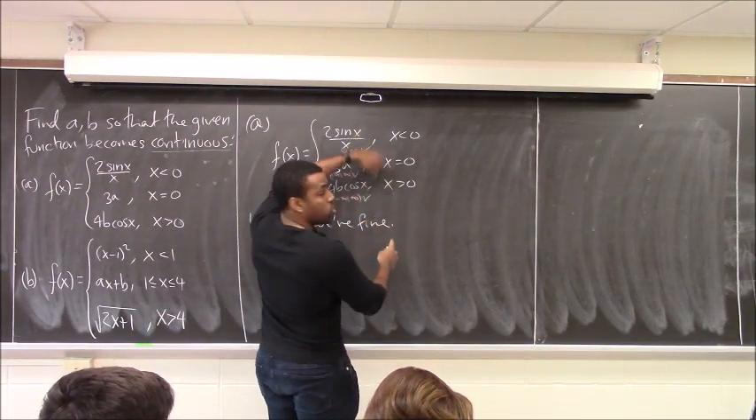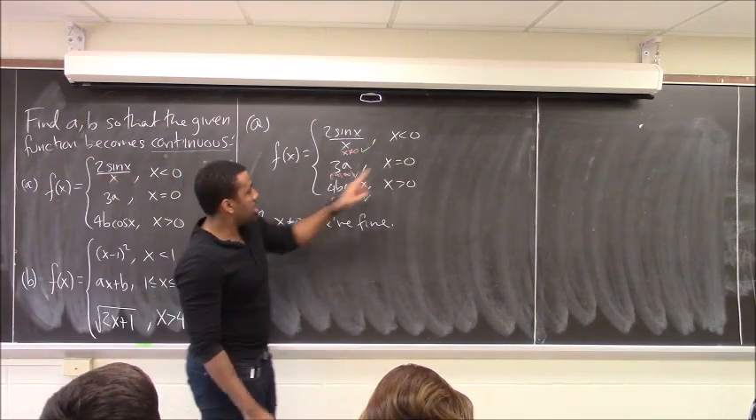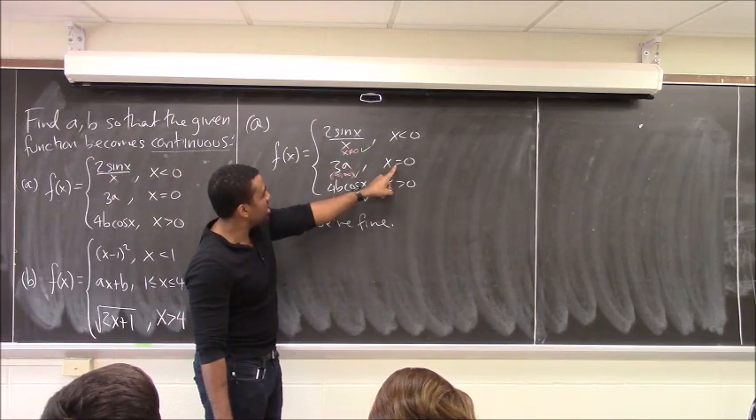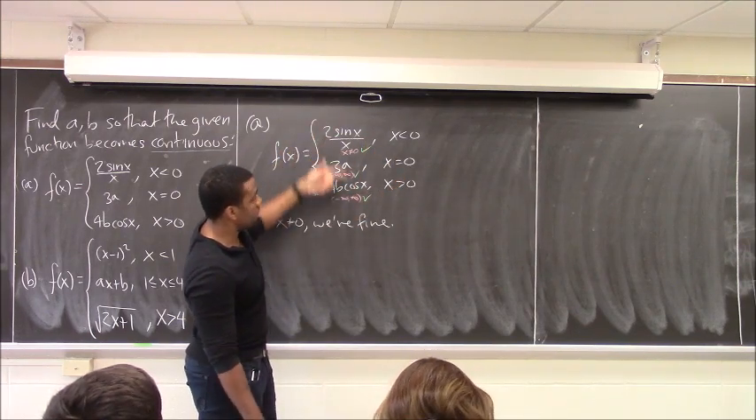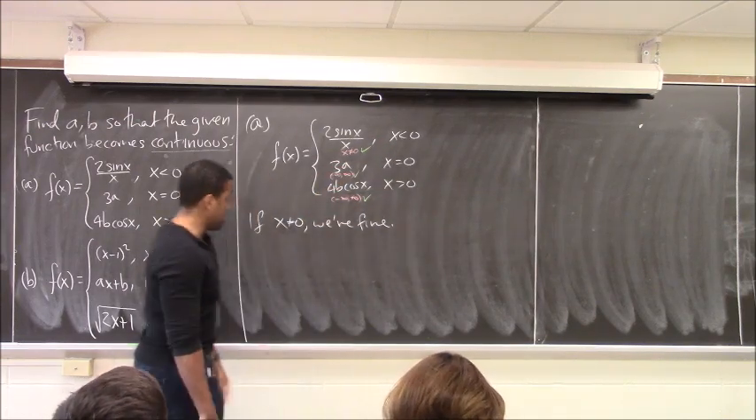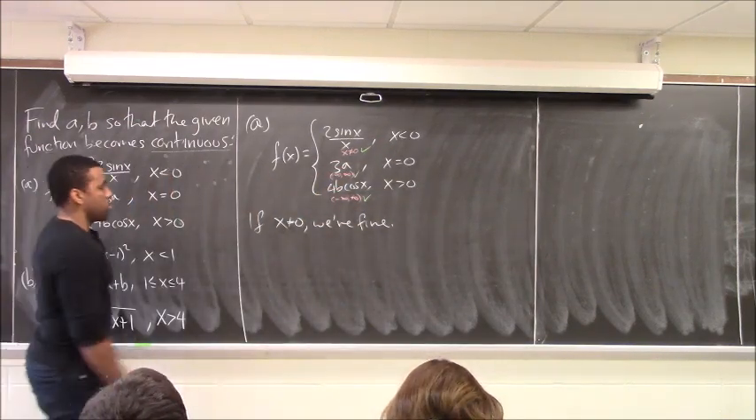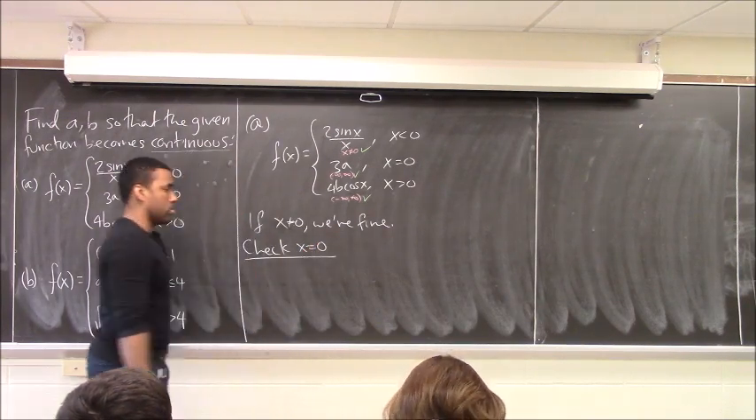Right? 0 is where things break into 3. So at the specific point 0 it takes on this value, and immediately to the left and right it takes on other values. Individually these functions are fine where they are, but we want to make sure that at 0 everyone is connected. So if x is not 0, we're fine. What we need to do now is check what's going on at x equals 0.